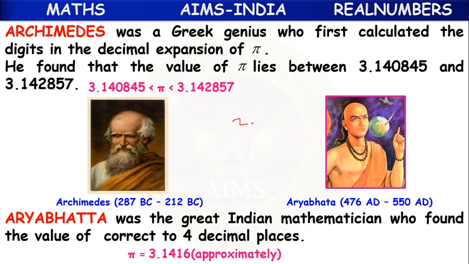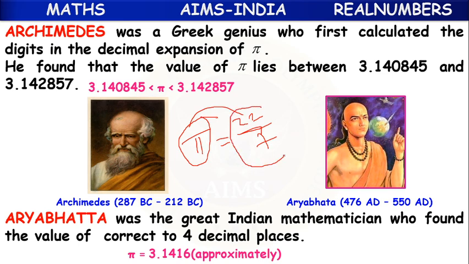Next. Actually, this 22 by 7, in mathematics, we take it equal to pi. Means the pi value is approximately considered to be equal to the decimal expansion of 22 by 7. But not exactly. It's an approximate value. The pi value is taken as 22 by 7.